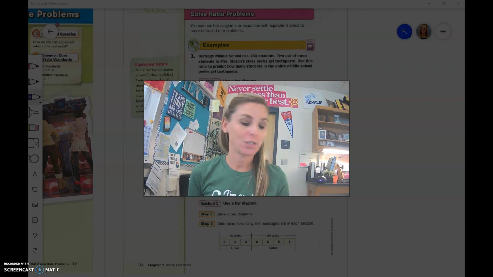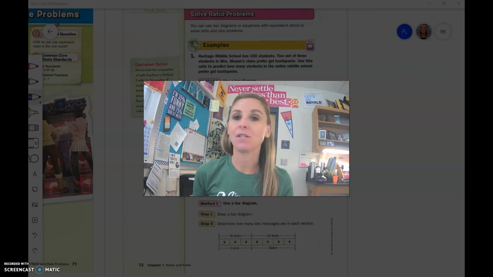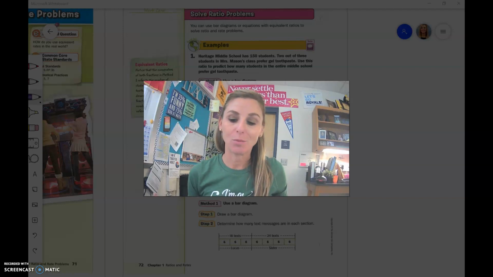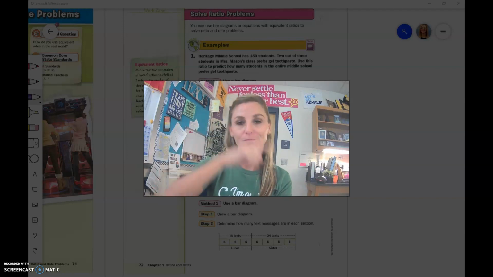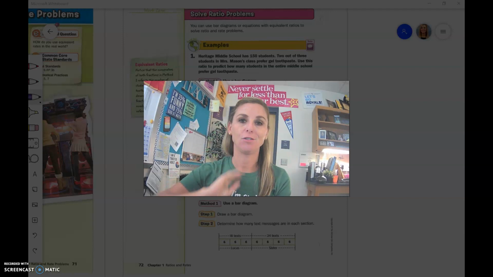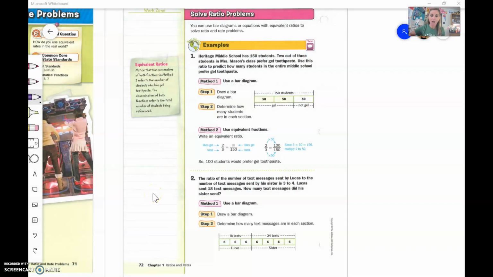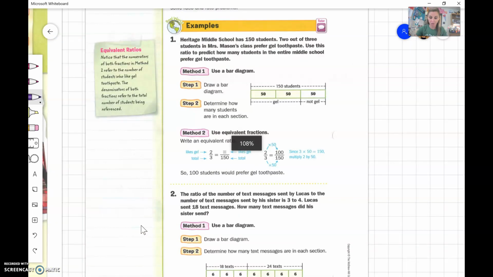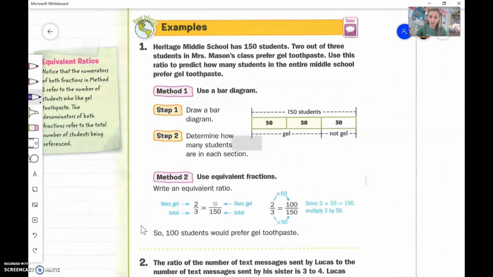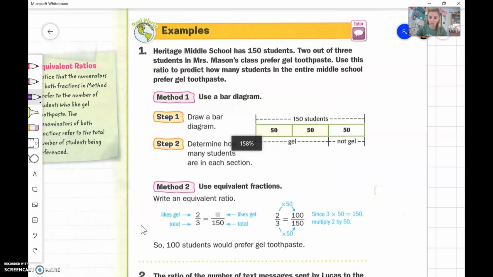So we're going to jump right into page 72. Make sure your book is open to page 72. I'm going to minimize myself and jump up to the screen, and we're going to get started. We're going to look at one example that's complete, and then we're going to do one that is not complete. So on page 72, take note of this question right here.